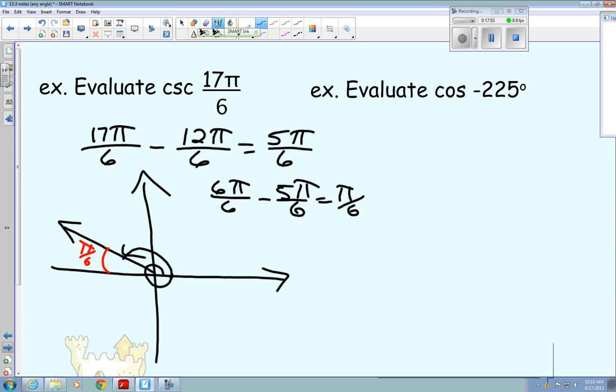So we're finding the reference. Now, here, you either need to have that 30, 60, 90 triangle in your head and remember how it works, or you need to pull that out, because that's what we're going to use right now. Because pi over 6 is what angle in degrees?